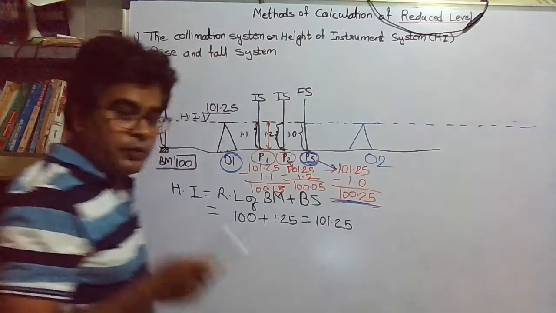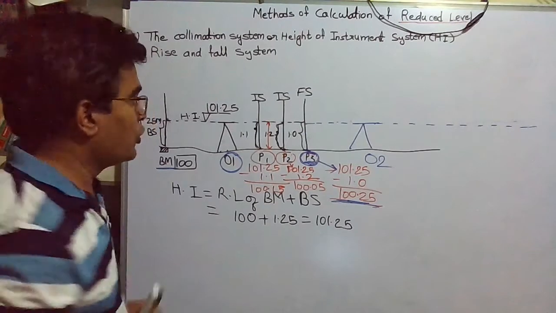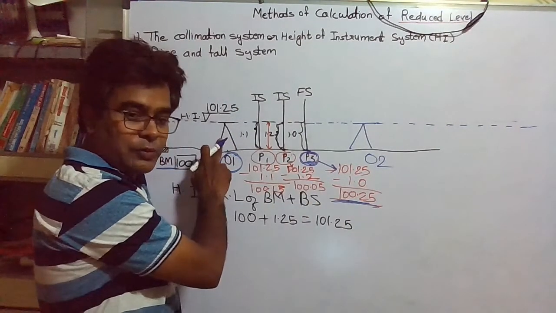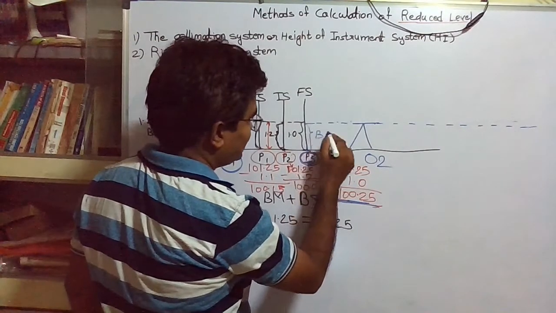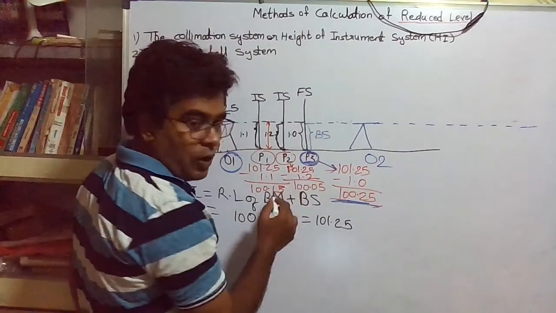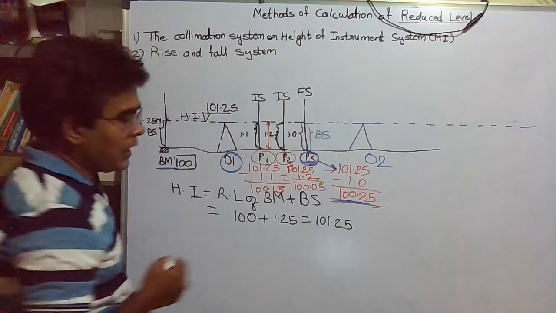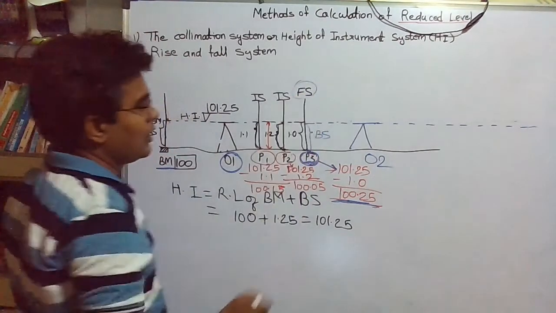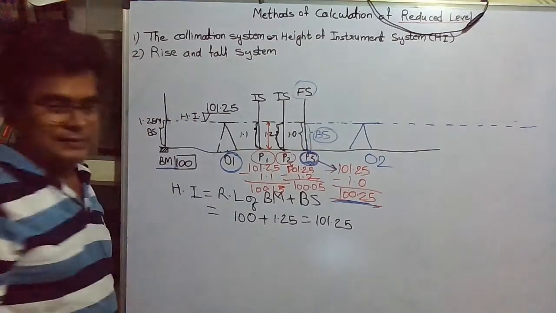Now here the first step is taking the reading at the point of known RL. Here the point of known RL is P3, whose RL is known to us. We have calculated it from the first setup of the instrument. So here we will take the first reading as a backsight. Okay, so at this point you can observe we have taken two readings. At point P3 we have taken two readings. From the first setup of the instrument we have taken a foresight, and from the second setup we have taken a backsight.